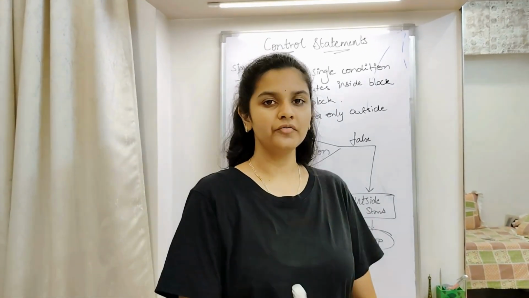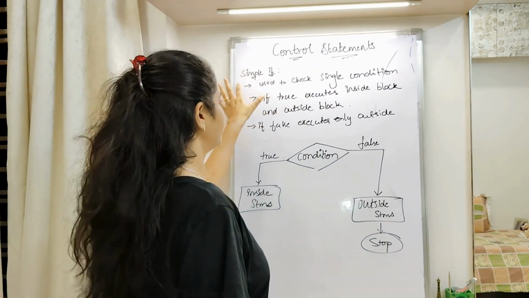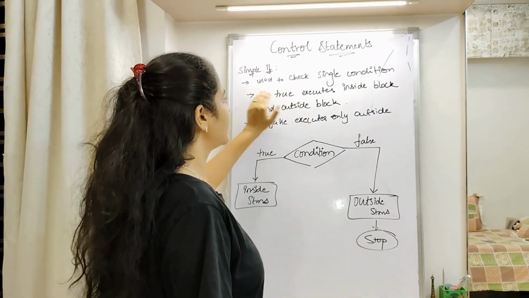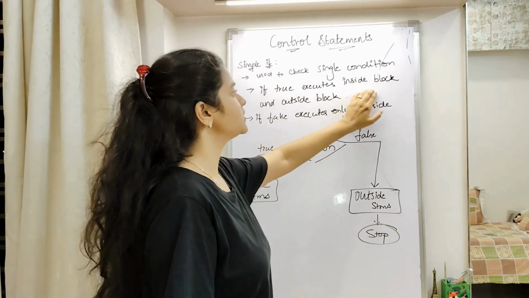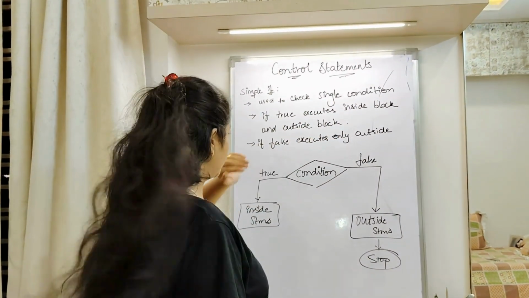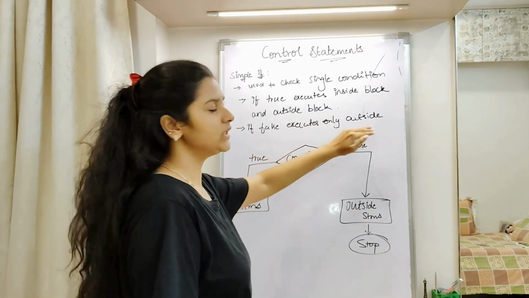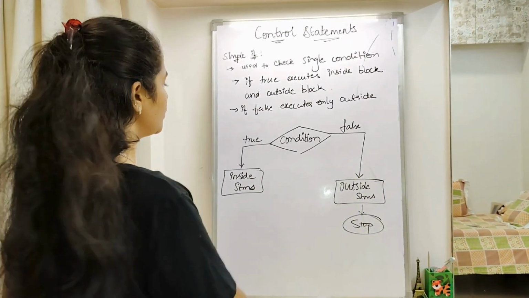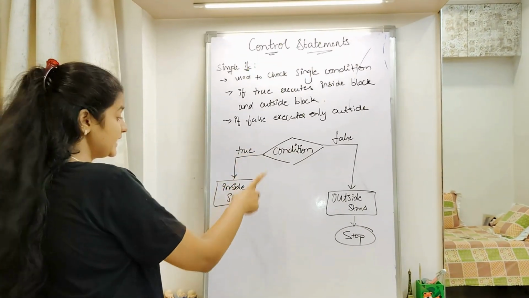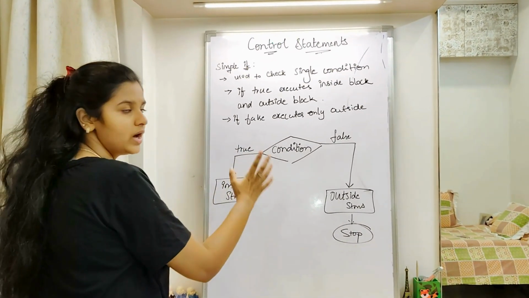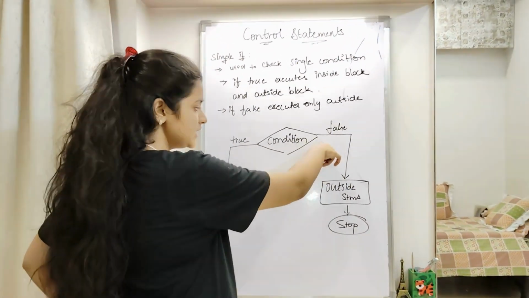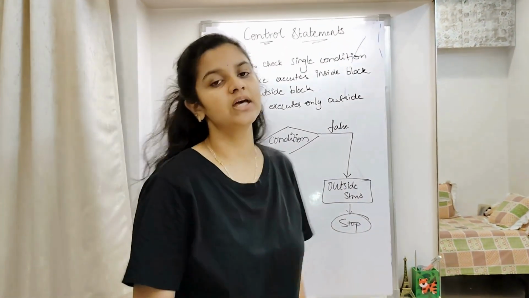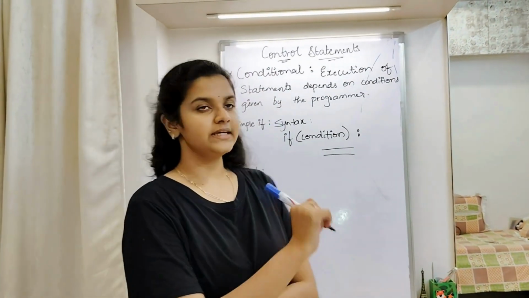So let's check the first conditional statement, that is simple if. It is used to check a single condition, and if the condition is true then it executes the inside block and the outside block. If the condition is false, it executes only the outside block. So how is the flow of this simple if I have written? When we give a condition, if it is true, it executes the inside statements and also the outside statements. If it is false, it only executes the outside statements and it stops the execution.